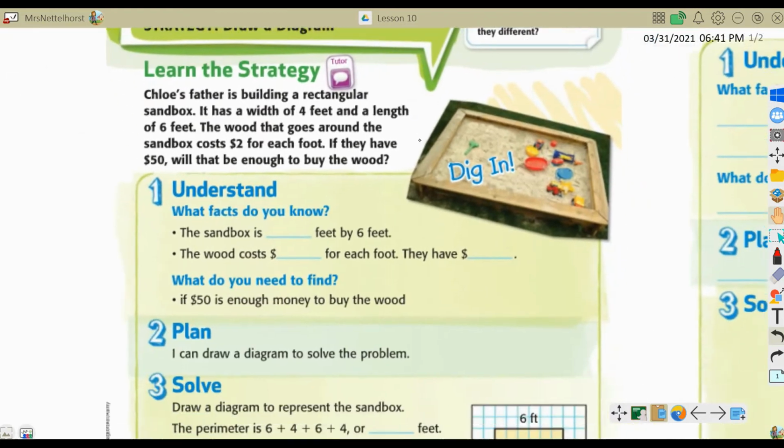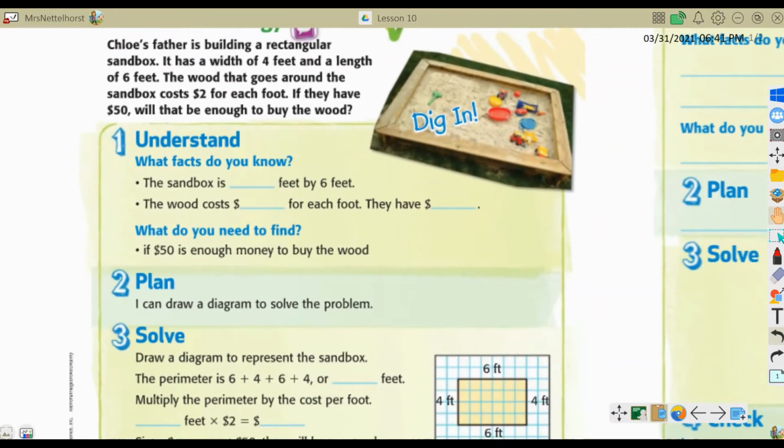Okay, so the sandbox is blank feet by 6 feet. So I'm going to look up here at my sentence about the size of the sandbox, and it has a width. Oops, that was not a marker. I'm a highlighter. Let's try that again. And I'm not going to pick yellow, I decided. I'll pick pink because that's not anywhere else on the page. Okay, so it has a width of 4 feet and a length of 6 feet.